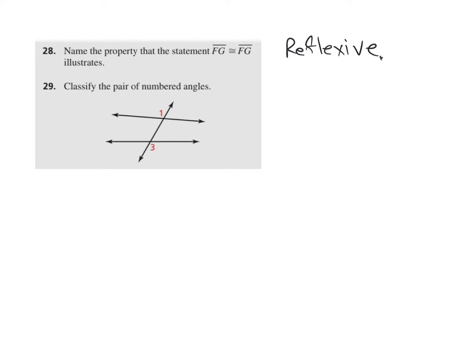Number 29, classify the pair of numbered angles. So this is exterior, exterior. This is your transversal. They're on opposite sides of the transversal, so alternating sides. So this would be alternate exterior angles.